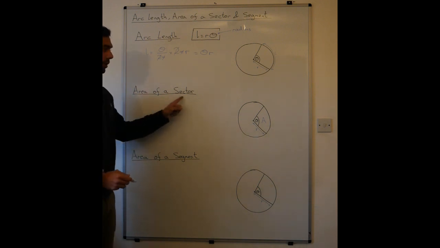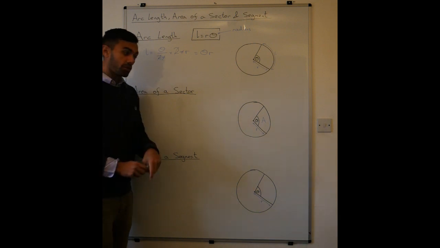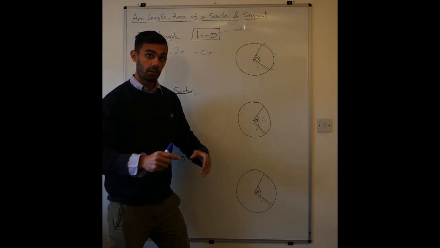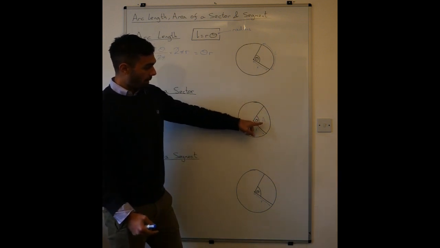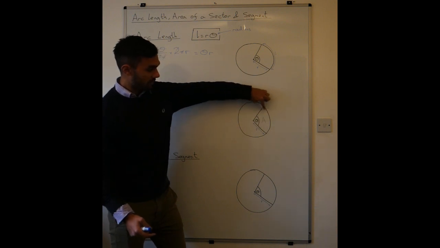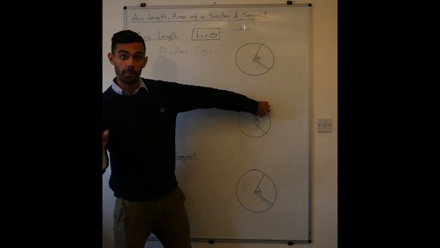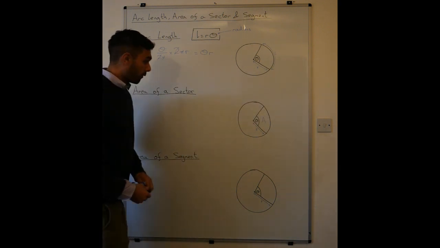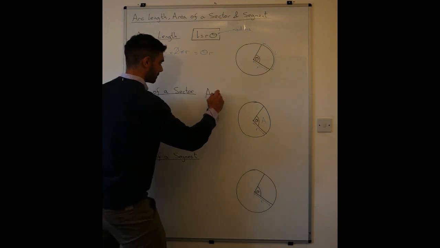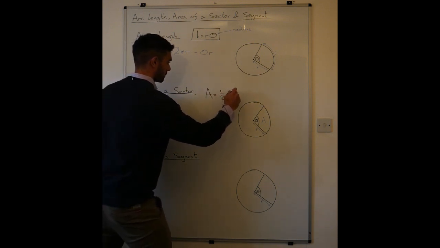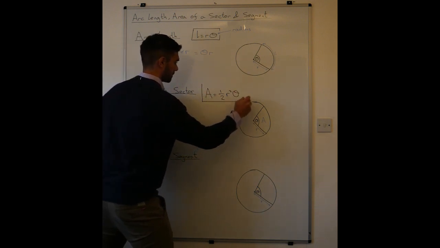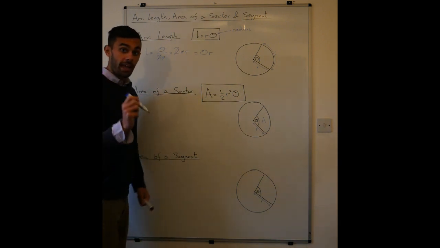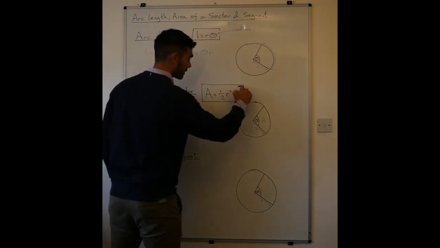Okay, next up, how do you work out the area of a sector? First of all, what is a sector? I always picture it a bit like a slice of pizza, if the pizza's in a circle. And you can see here, this pizza slice shape is my sector. And I've used the capital letter A to represent the area. The formula is a half times the radius squared times theta. Again, theta must be in radians.